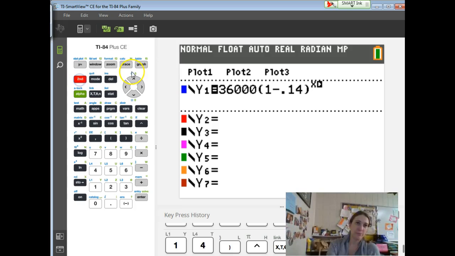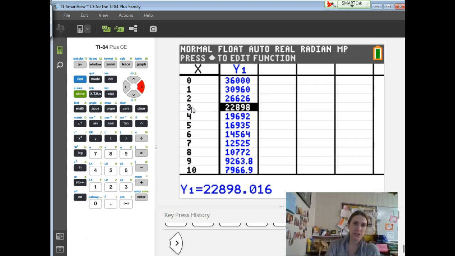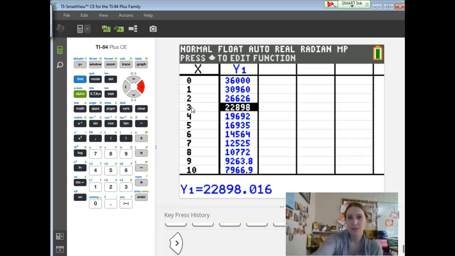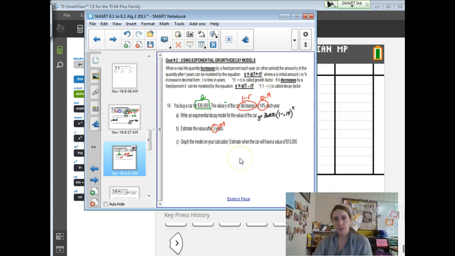So, back to my table. I believe the question was after 3 years, so if you scroll down to 3 years, now don't just tell me 22,898, because if you actually go and highlight that blue value, there's some change associated with those dollars. So it's 22,898 and 2 cents. Just to be really nitpicky, right? That's what we're going to write down for x equals 3.